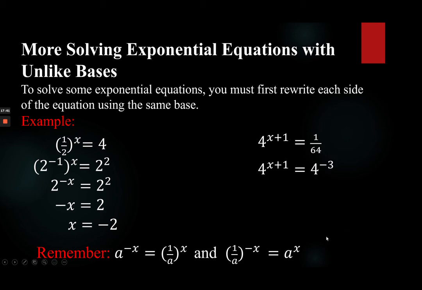And so we now have the same base. Although the exponent is negative, it does not matter. We can now cancel your 4. Your equation of exponent is x plus 1 is equal to negative 3. Subtract both sides by 1, this becomes negative 4. And we found your x is equal to negative 4.